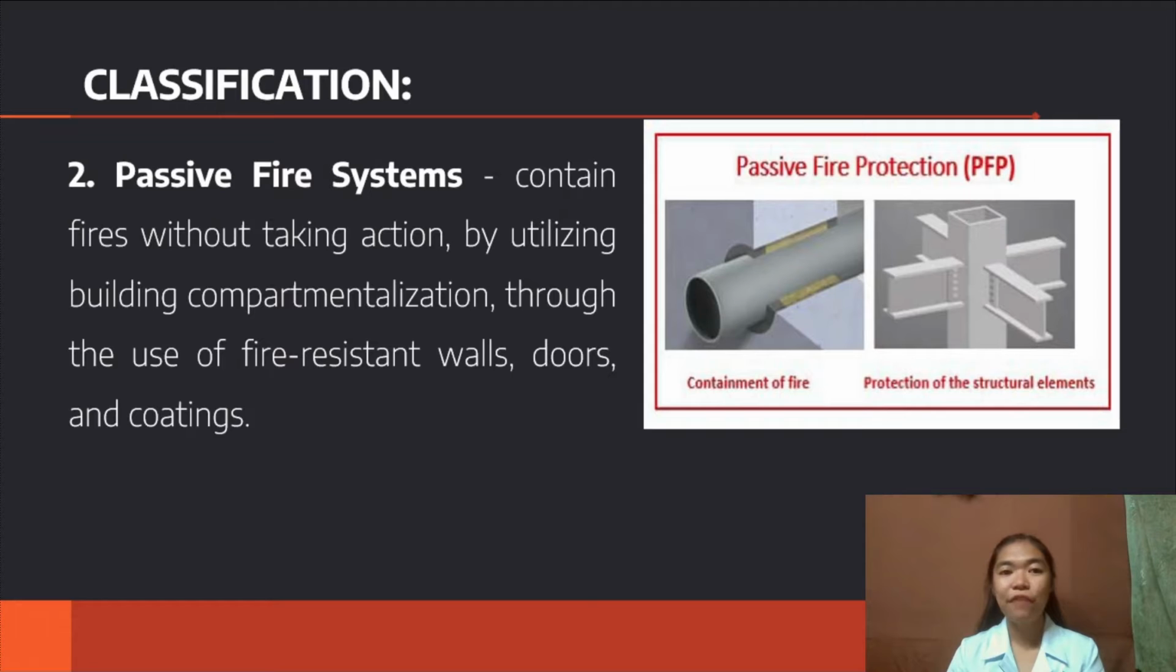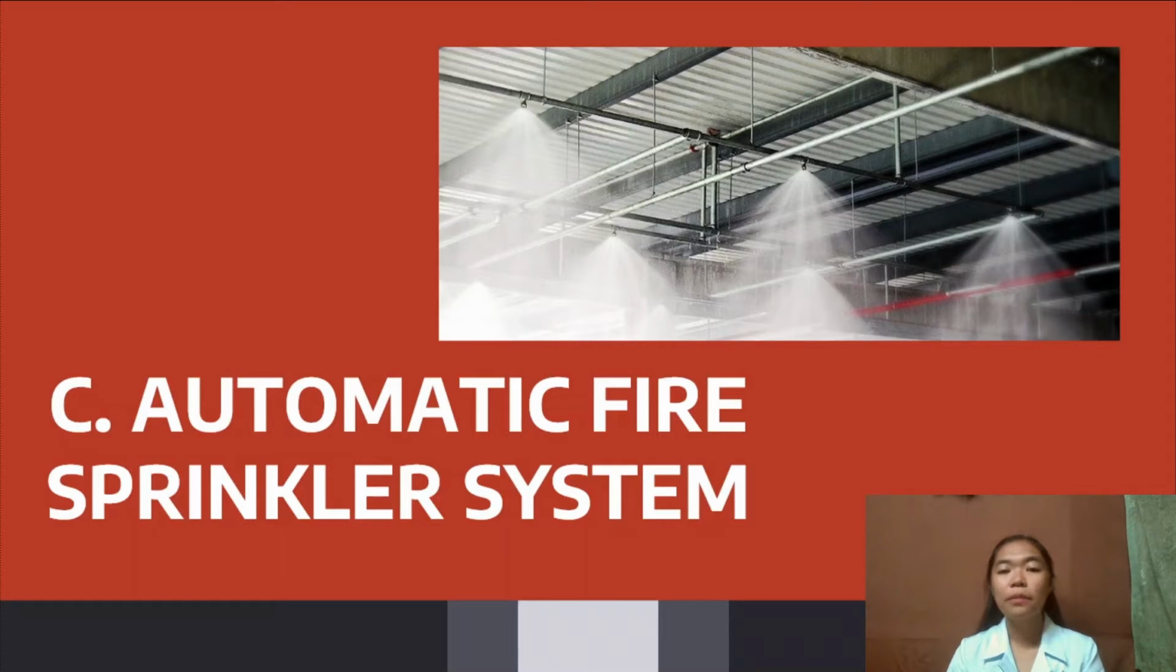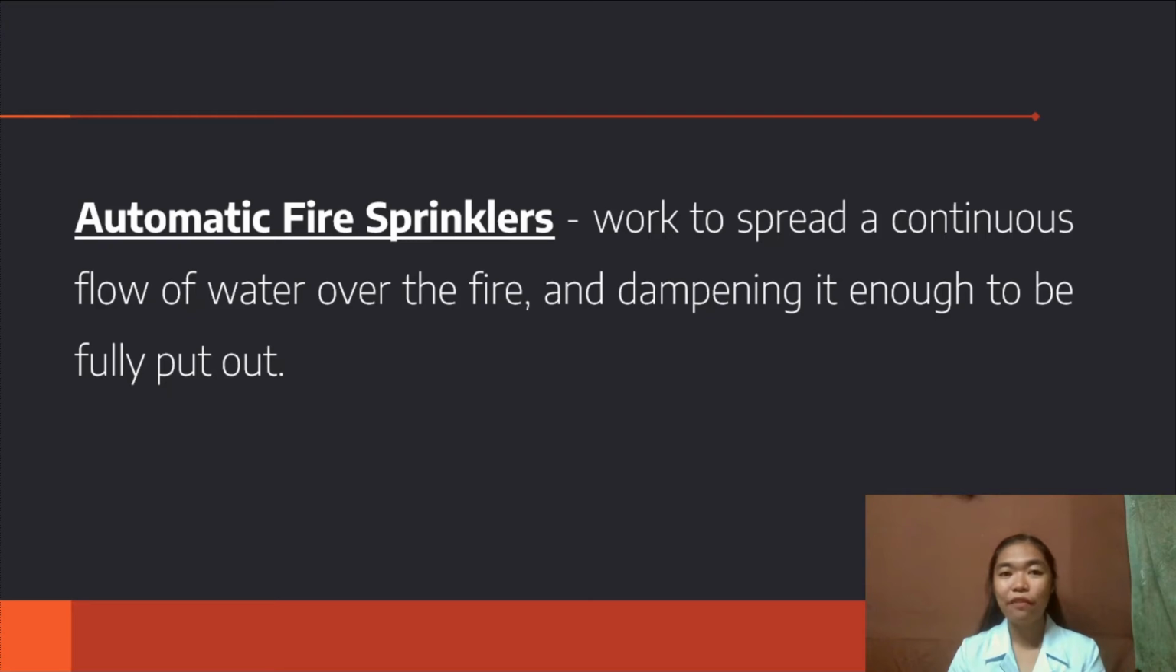2. Passive fire systems. These systems contain fires without taking action by utilizing building compartmentalization through the use of fire-resistant walls, doors, and coatings. Automatic fire sprinkler system. Automatic fire sprinklers work to spread a continuous flow of water over the fire and dampen it enough to be fully put out.